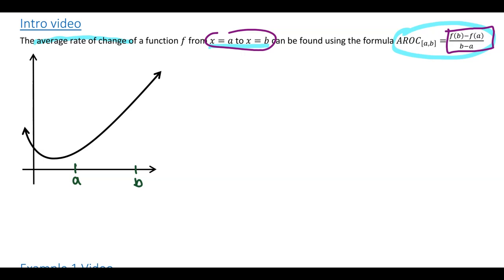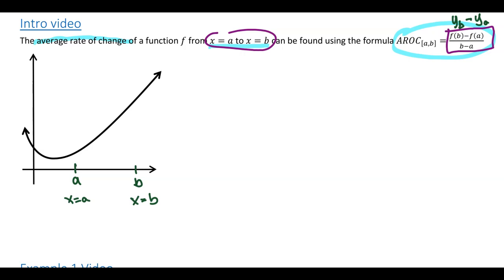Whenever you see f of something, you should be thinking y value. That's the output of your function. Specifically, f of b is the y value you get when x is equal to b, and f of a is the y value you get when x is equal to a. So we've already got this labeled, x equals b and x equals a.